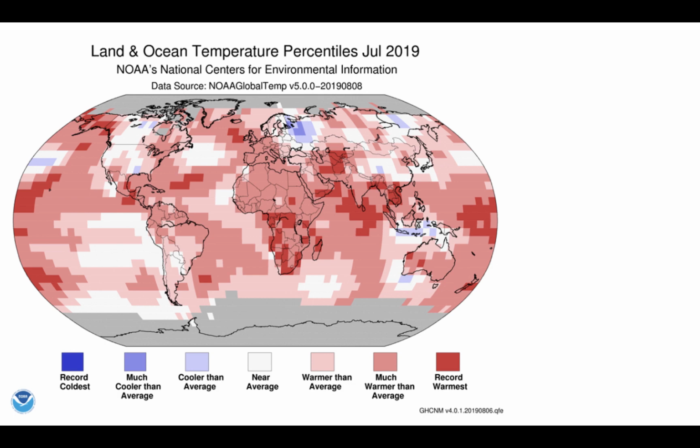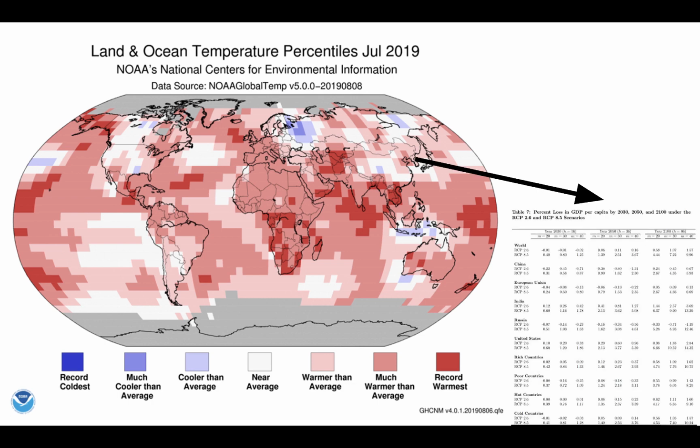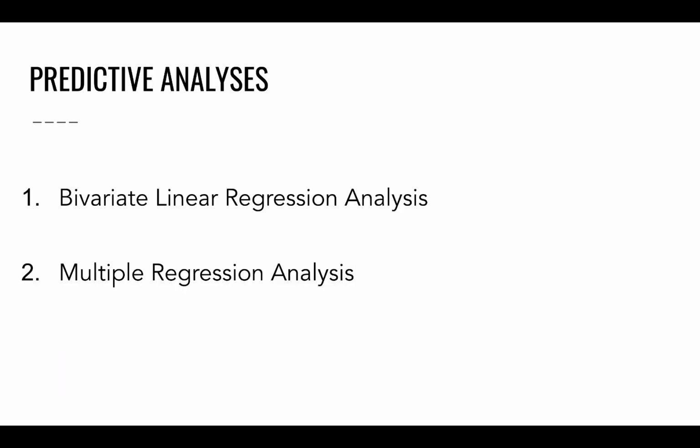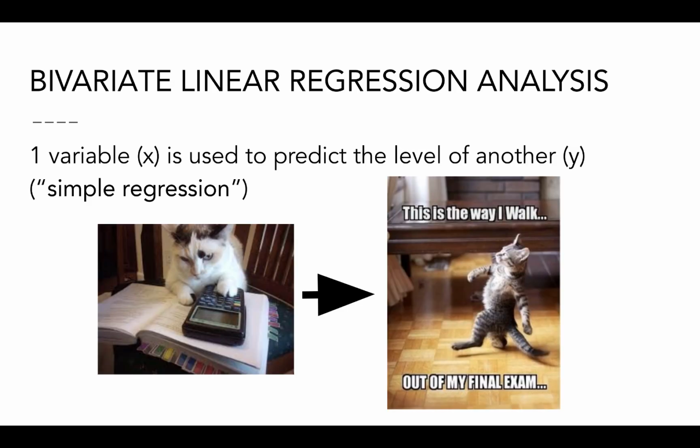For example, you could look at how the climate crisis influences the economy. So you could look at whether there is an effect of an increase in global average temperature, as you can see in this graph right here, on GDP, so the percent loss in GDP per capita in the next decade. So this is an interesting example of what can be done with predictive analysis. I'm going to show you how to use bivariate linear regression and multiple regression analysis. So let's start with the first one, bivariate linear regression analysis.